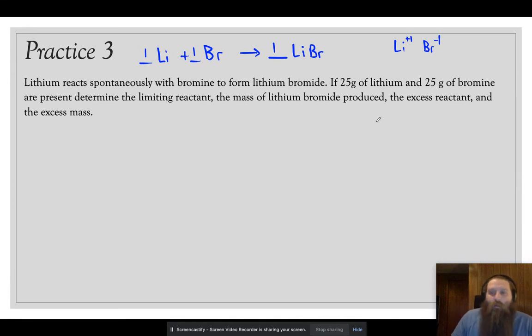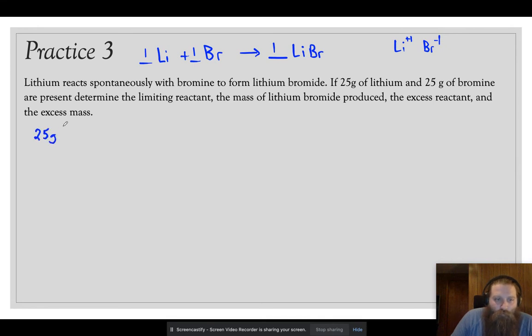Now, I've got 25 grams of each, and we want to know who's limiting. I'm going to work both of these out, but bromine is way bigger than lithium. So if I have the same amount of each in mass, that means I have way fewer moles of bromine because bromine weighs more, which tells me bromine's going to limit. So logically speaking, I should be able to do this much quicker, right? I don't need to write all this out. But I'm going to write it all out just so we can see how it works.